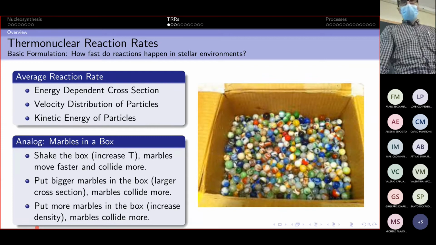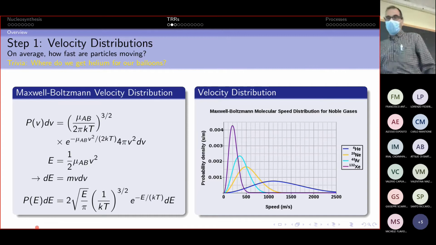Thermodynamics. Energy was 3/2 times the Boltzmann constant times temperature. That would be the average energy, right? Yep. So we use what's called the Maxwell-Boltzmann distribution.